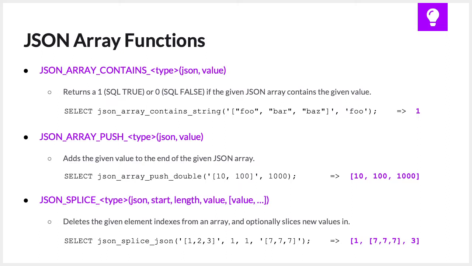JSON_ARRAY_PUSH adds the given value to the end of the array. The example shows the numeric value of 1000 being pushed to the end of this particular array.